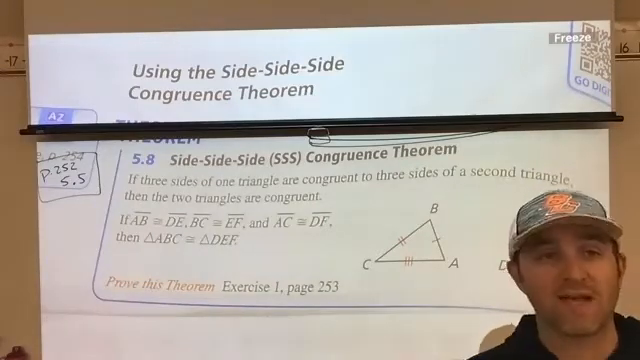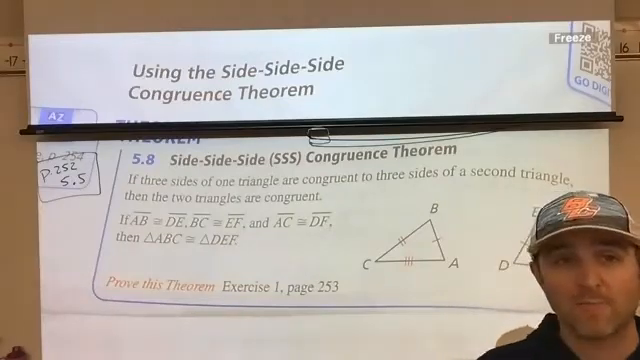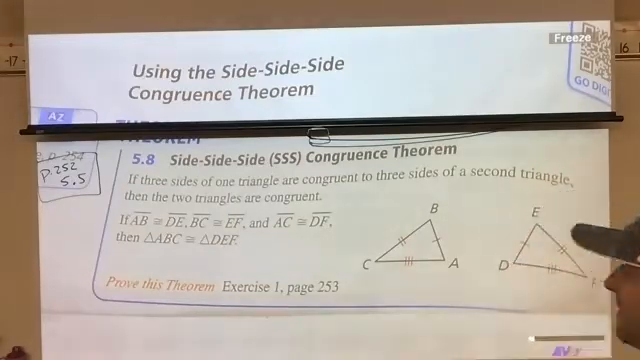SSS, of course, stands for side, side, side, meaning that we have all three pairs of sides congruent in our two triangles. You see that here. We've got all three pairs of sides being congruent. That's enough information to say that these two triangles are the exact same thing. And we don't have to know any information about the angle. All we have to know are the sides, and that's enough.